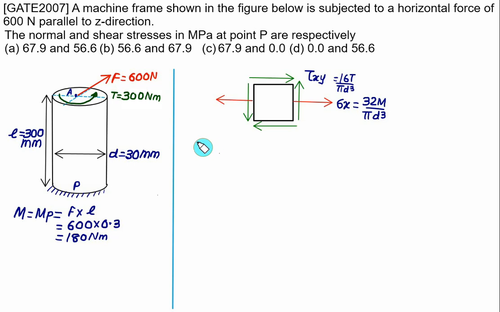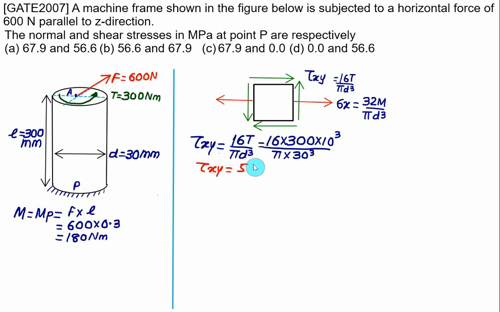So let's calculate the shear stress tau xy. This value of tau xy is the same as 16 times T divided by pi into d cube. So we have 16 times, torque equal to 300 Newton meter, so 300 multiplied by 10 to the power 3, divided by pi d cube. We have pi, diameter equal to 30 cube. So the shear stress tau xy will come out to be 56.6 megapascal.